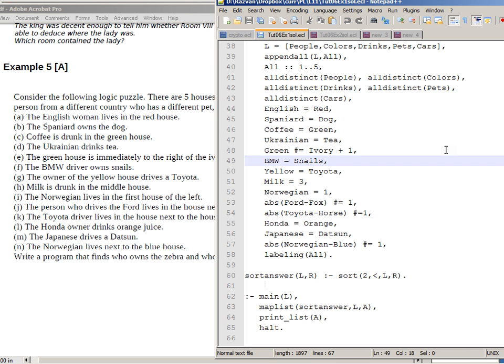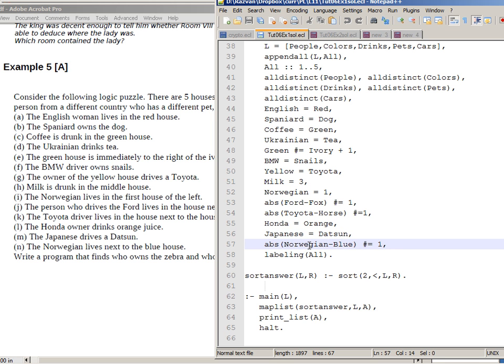BMW owner owns snails. No comment there. Yellow house has a Toyota. Milk is drunk in the third house. Norwegian lives in the first house to the left. Then neighboring: the driver of the Ford and the owner of the fox are in neighboring houses. This is how we say that: the absolute value of the difference is 1. Also, the owner of the Toyota and the owner of the horse are in neighboring houses, same thing. The owner of the Honda drinks orange juice. Japanese drives the Datsun.